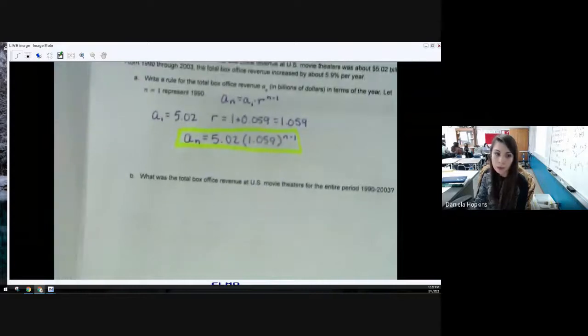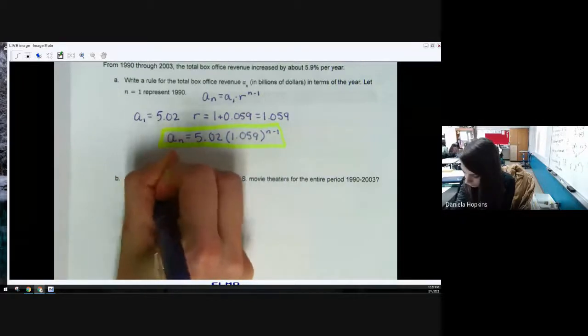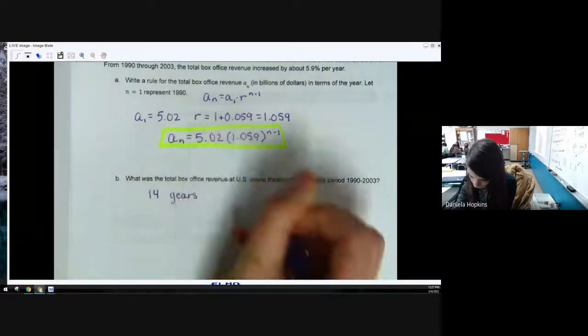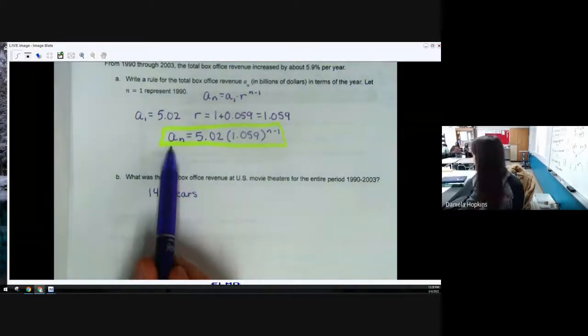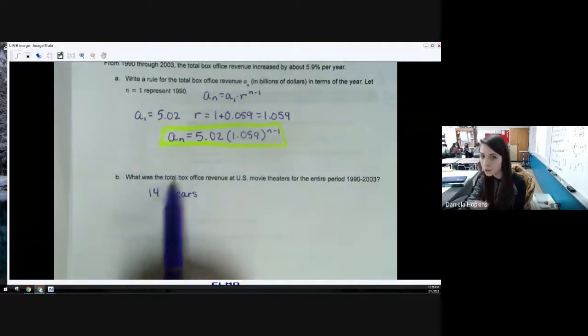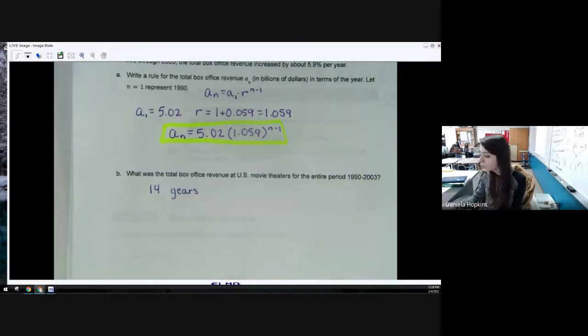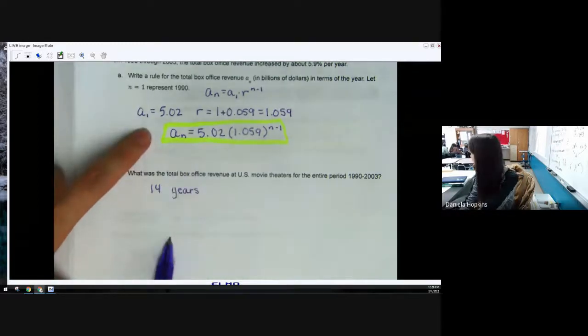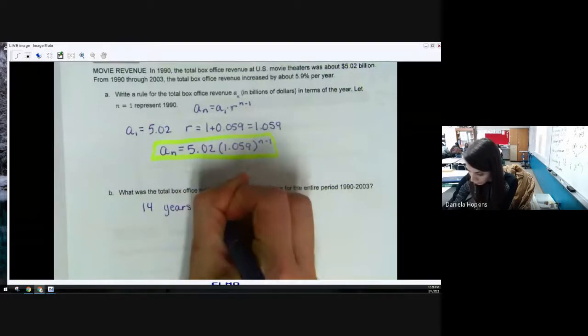So part B says, what was the total box office revenue at US movie theaters for the entire period 1990 to 2003? First of all, how much time has passed? Basically 14 years. So if it's 14 years, do I just plug in 14 for my n here? No, because you have to add. If I plug in 14 here, it's going to give me how much money they made in 2003, but I want the total. This is the difference between a sequence and a series. So I'm not looking for A14, I'm looking for S14.